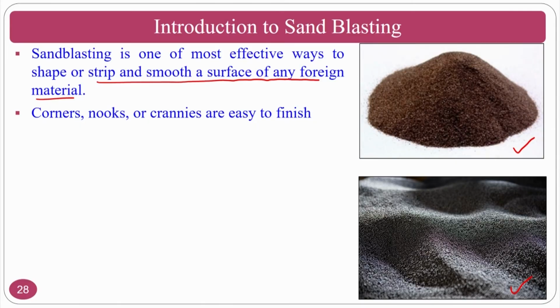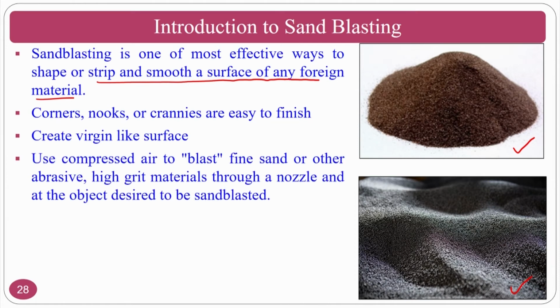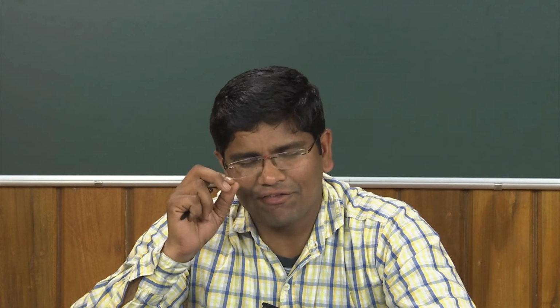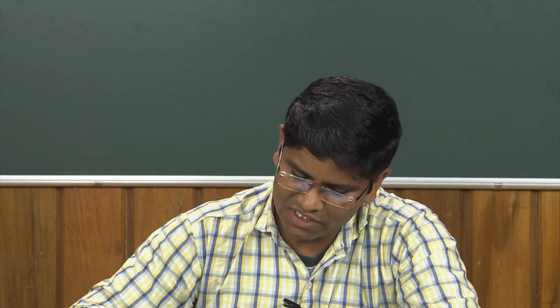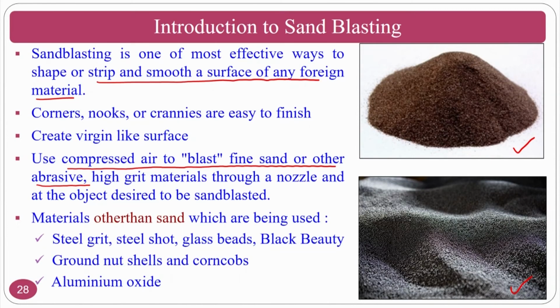This process can be used to finish the nooks and corners, and you can also generate a virgin-like surface, not the virgin surface. You can use compressed air to blast fine sand or other abrasive particles. What I mean to say is that there will be compressed air and sand, you mix them internally and send them to the component to be finished at very high pressure, so that the finishing takes place on that particular object or product.